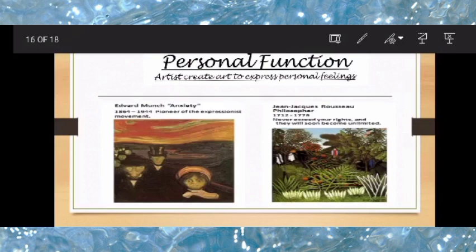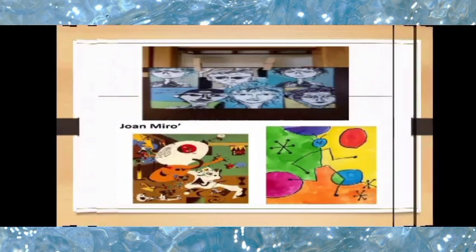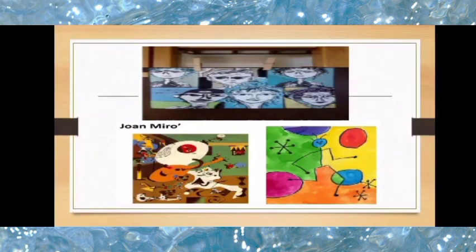So this one shows the anxiety. This work was by Edvard Munch, 1864 to 1944, pioneer of the Expressionist movement. This other example is by Jean-Jacques Rousseau, one of the philosophers, 1712 to 1778, which shows that you should never exceed your rights or they will soon become unlimited. These are some examples also of the personal function of art.